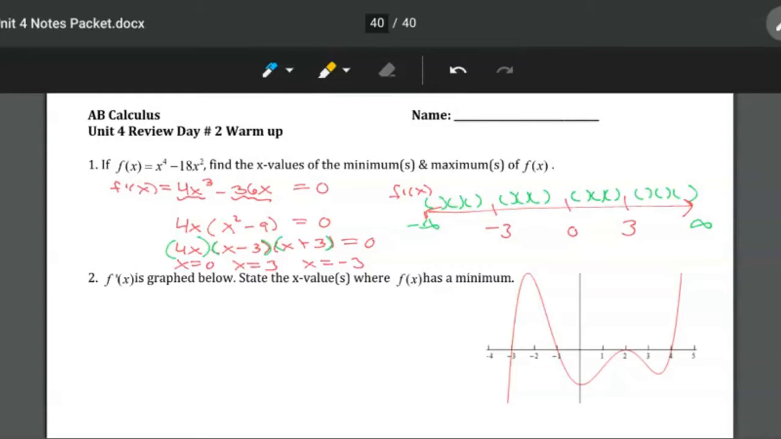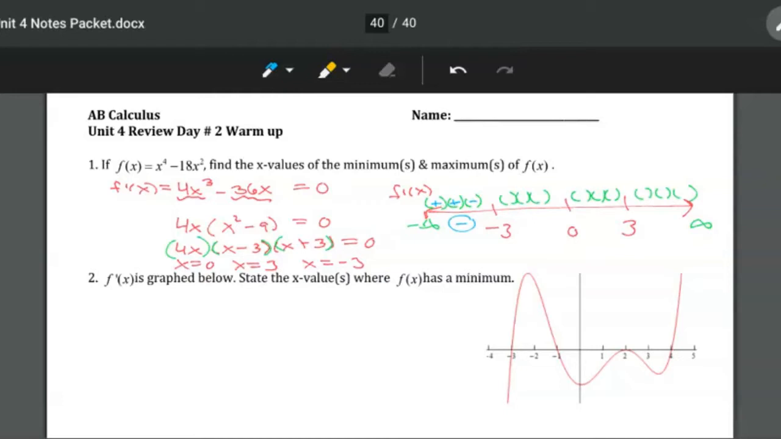So if we plug in negative 4 into the first parenthesis, 4 times negative 4 is a negative number. If we plug in negative 4 into the middle parenthesis, negative 4 minus 3 is a negative number. If we plug in negative 4 to the last parenthesis, negative 4 plus 3 is a negative number. Of course, 2 negatives turn to a positive. However, we still have 1 negative left over, so overall that interval is negative.